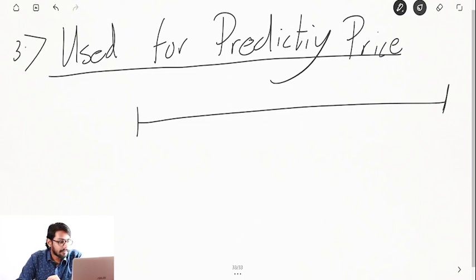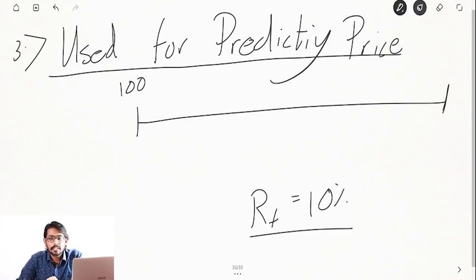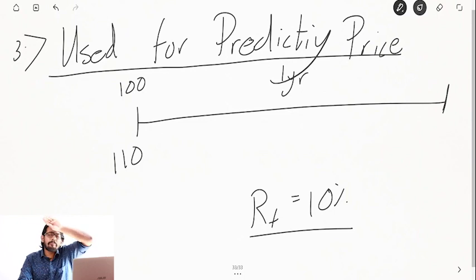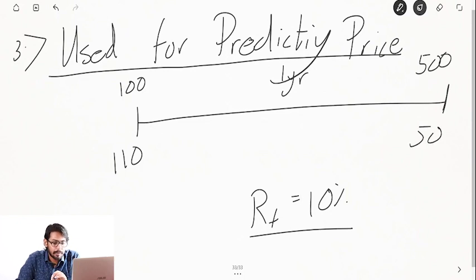An asset worth 100, risk-free rate is 10%, time period is 1 year, so its futures will be 110. I assume compounded annually, the future price will be 110. After 1 year, you are pakka sure that the share price will increase to 500, so the future price will also be 500.